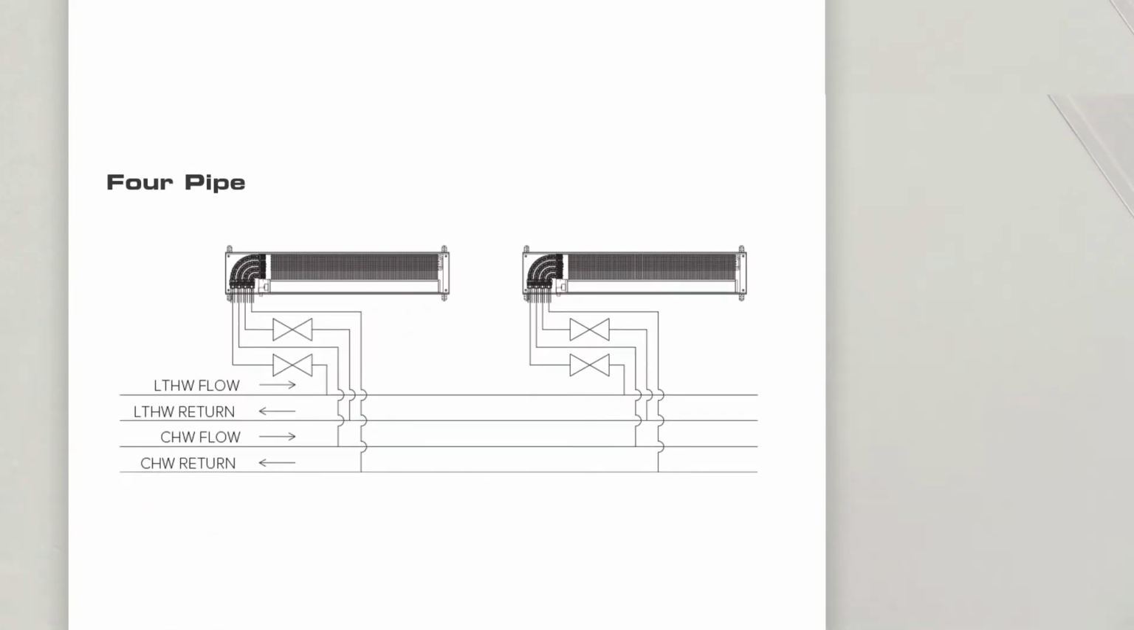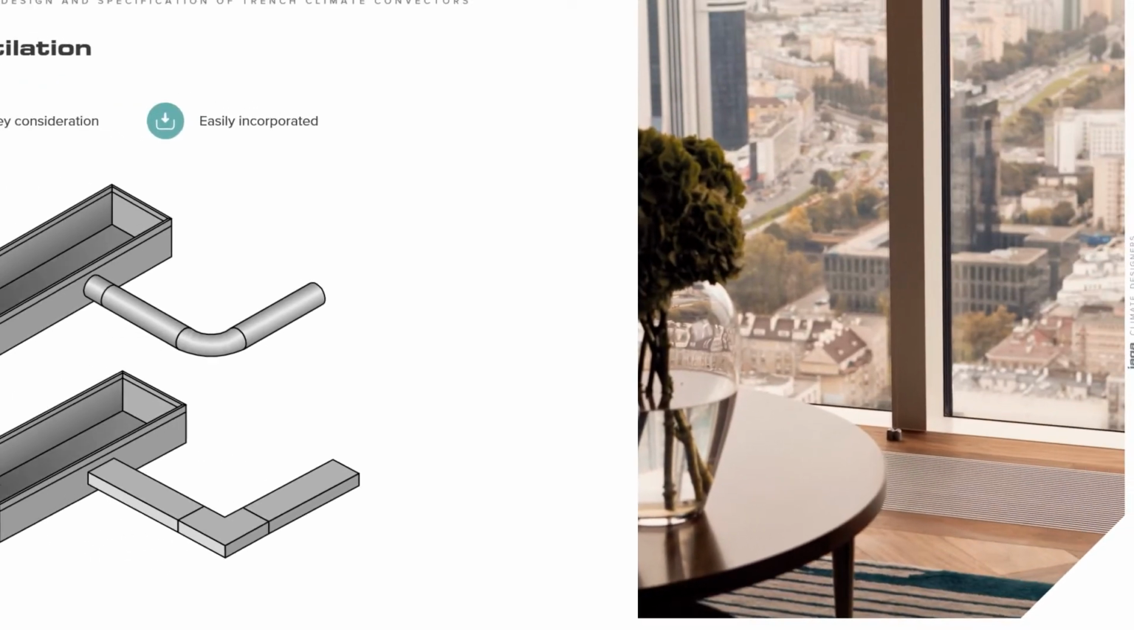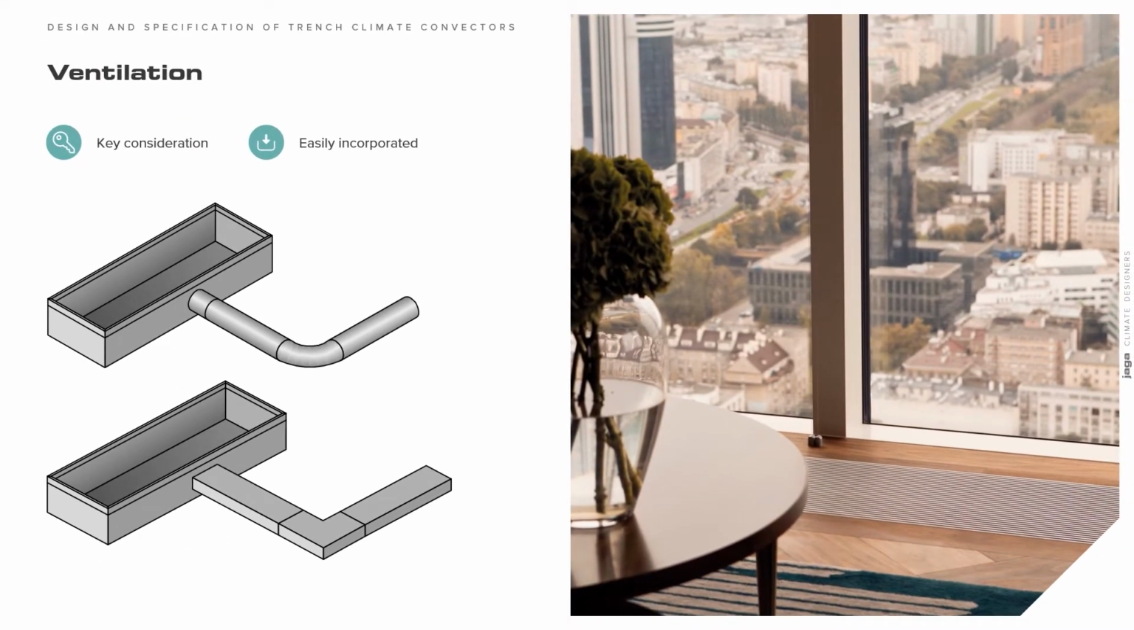A 4-pipe consists of 2 coils, one heating and one cooling, with independent flow and return connections. This is generally the preferred option for commercial large-scale buildings that could have demand for cooling and heating simultaneously in different parts of the building. Ventilation is a key consideration in any building design, and this can be incorporated into trench climate convectors via a connection to bring fresh air into the space.